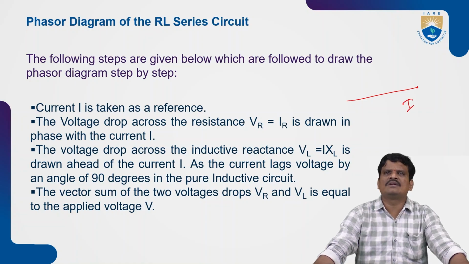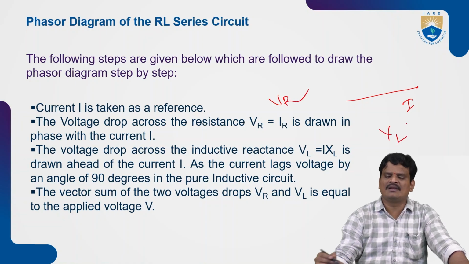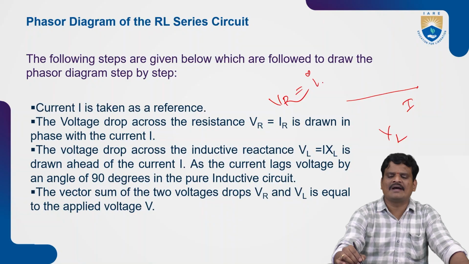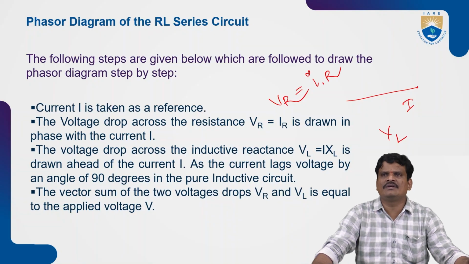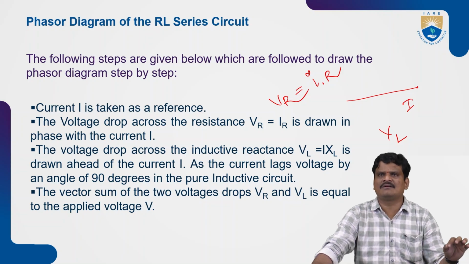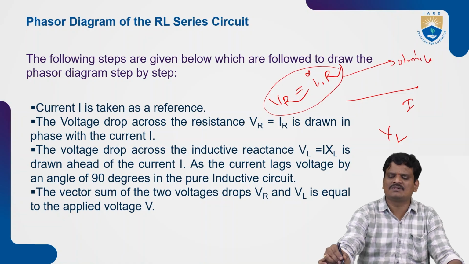I know that the voltage drop across the resistor is VR, and the voltage drop across the inductor is VL, where VR is I into R, the product of the resistance and the value of the current flowing in that element, that is I. This is the formula we got from Ohm's law.